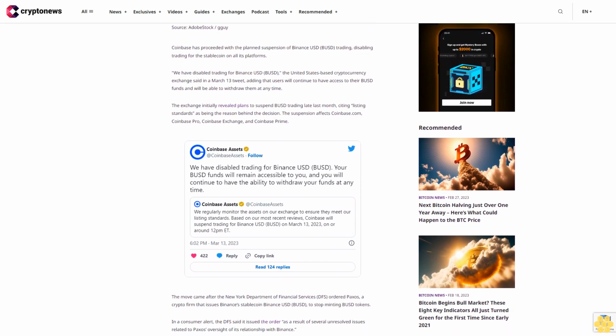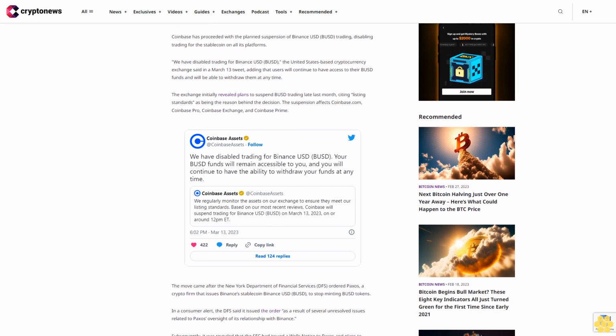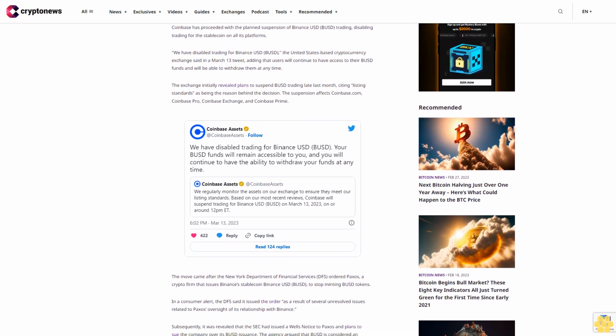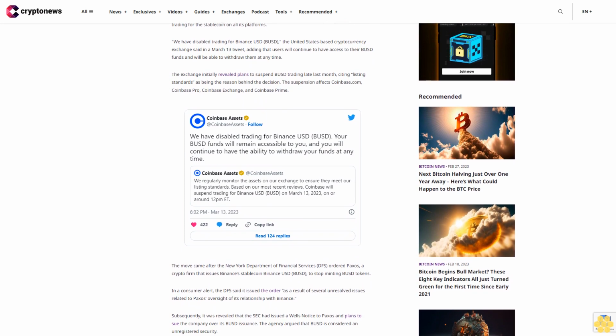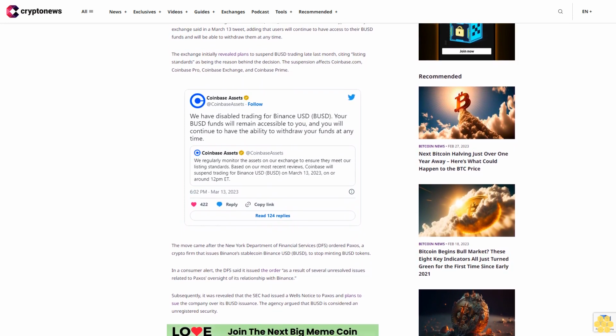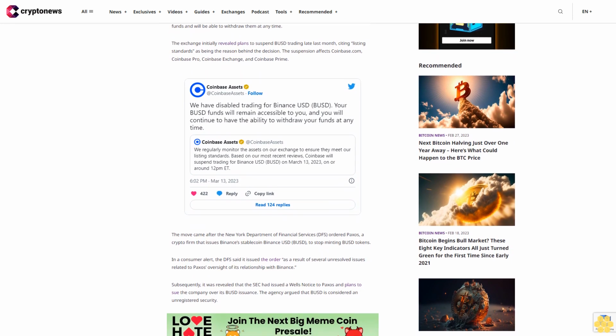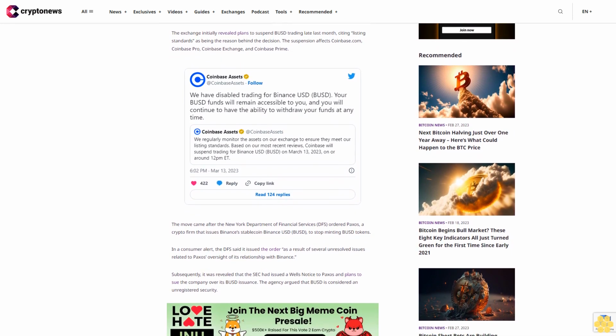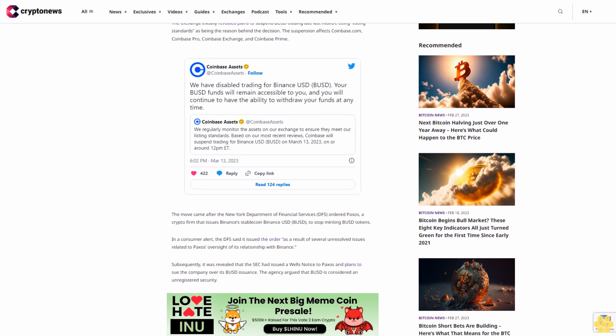In a consumer alert, the DFS said it issued the order as a result of several unresolved issues related to Paxos' oversight of its relationship with Binance. Subsequently, it was revealed that the SEC had issued a Wells notice to Paxos and plans to sue the company over its BUSD issuance. The agency argued that BUSD is considered an unregistered security.